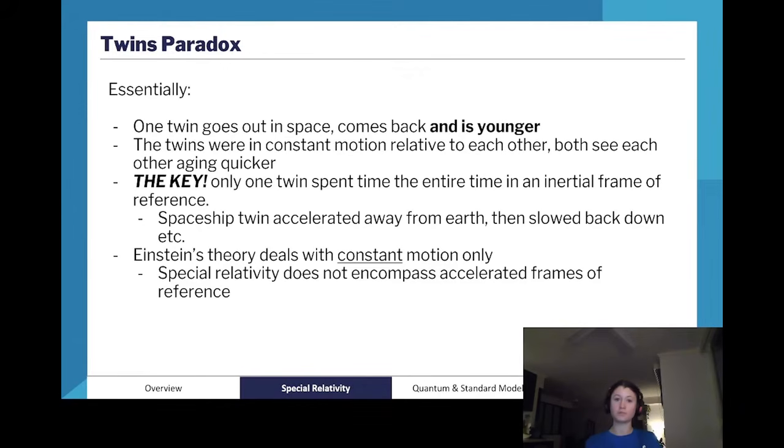So, our spaceship twin actually accelerated. Right? So have a think about this. Which twin's frame, therefore, measured proper time, and which measured relativistic time? Have a think about it.